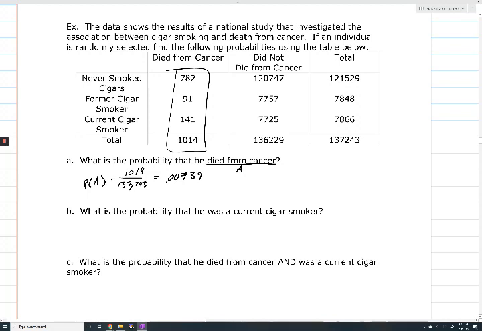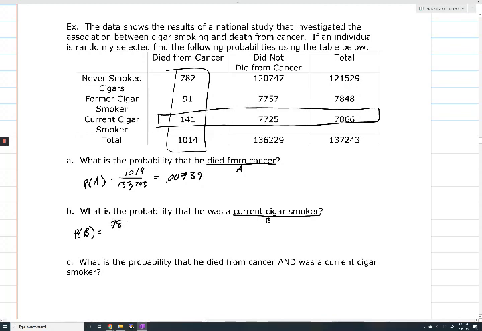Next is, what is the probability that he was a current cigar smoker? So we're going to call that B. So what is the probability of B? Well, current cigar smoker, we're looking that way. So we have 7,866 divided by, again, the total number of people. And this we get 0.05731.